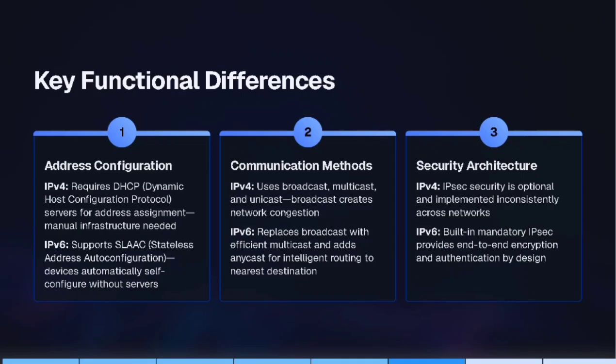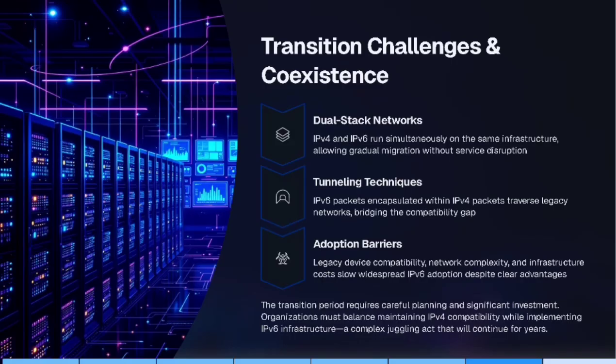Let us talk about the key functional differences between IPv4 and IPv6. Let's start with address configuration. IPv4 requires DHCP, the Dynamic Host Configuration Protocol, whereas IPv6 supports SLAAC, stateless address autoconfiguration. For communication methods, IPv4 uses broadcast, multicast, and unicast. IPv6 replaces broadcast with efficient multicast and adds anycast for intelligent routing. For security architecture, IPv4 security is optional and implemented inconsistently across networks, whereas IPv6 has built-in mandatory security.